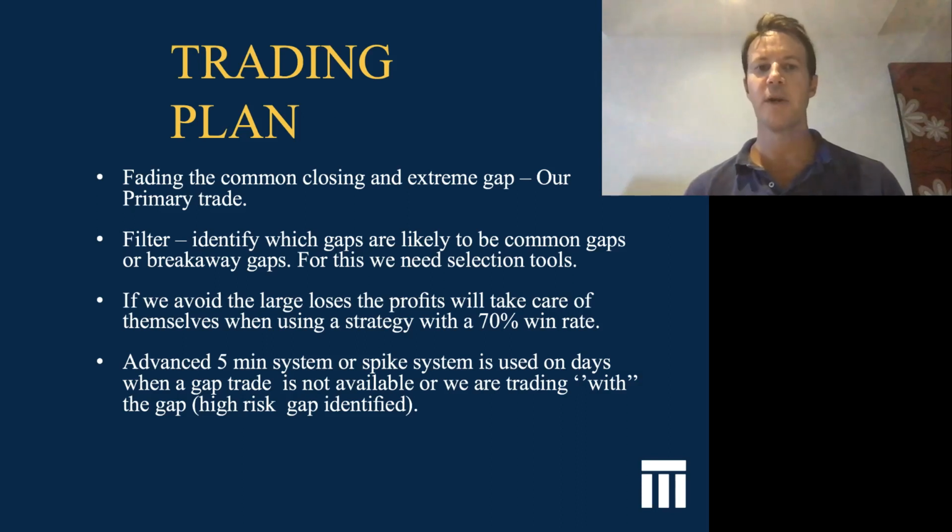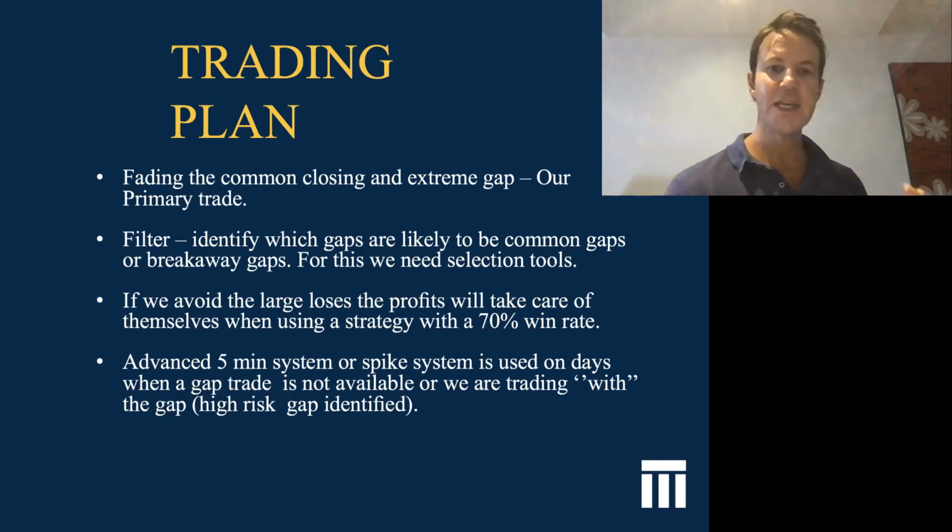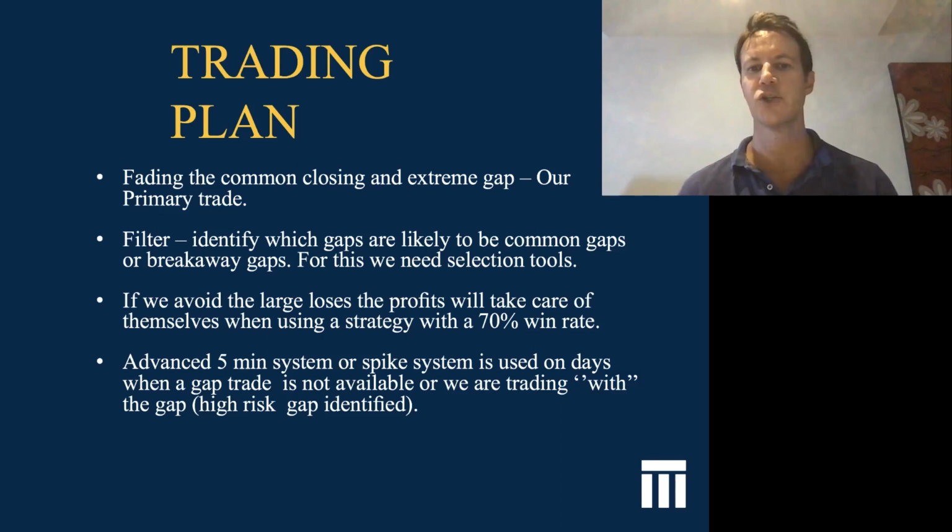So for our trading plan, we're fading the common closing and extreme gap. The common gap is linked to the previous day's close, and the extreme gap is linked to the previous day's highest or lowest price. If we open above the highest price, we have an extreme gap to the upside. If we have an extreme gap to the downside, we're opening below the previous day's lows.